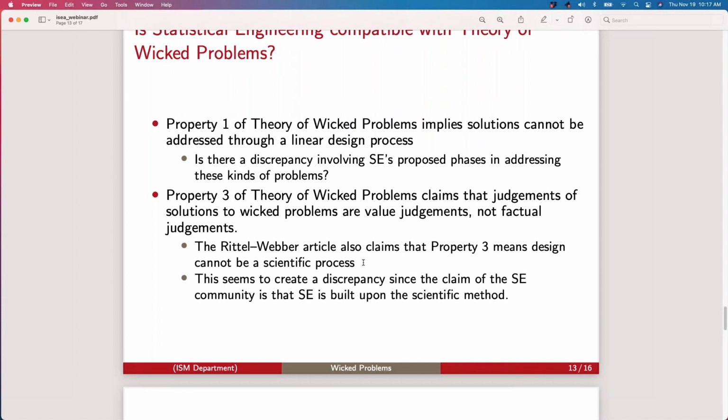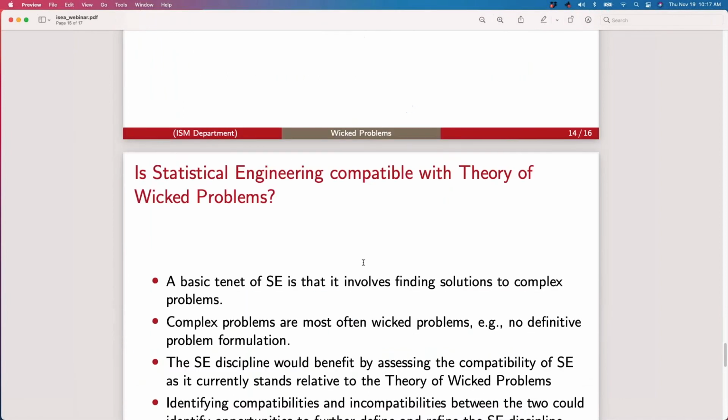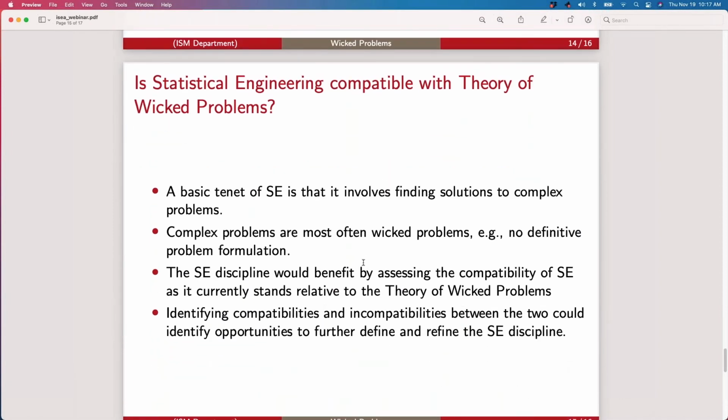So I'm not saying these are discrepancies, but I think that there's opportunities to look into the procedures and the proposals for addressing wicked problems and how it's compatible with the tenets of statistical engineering.